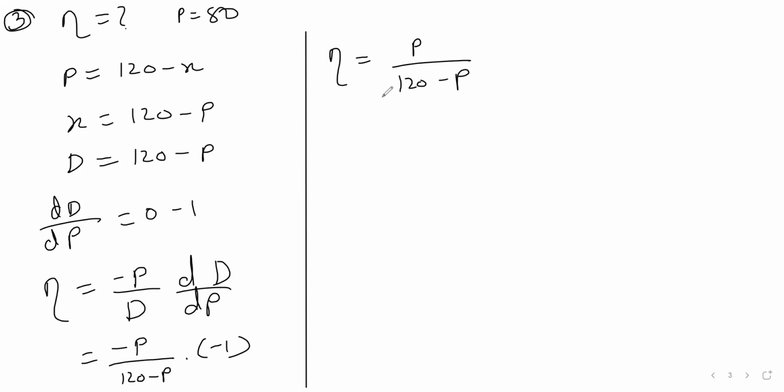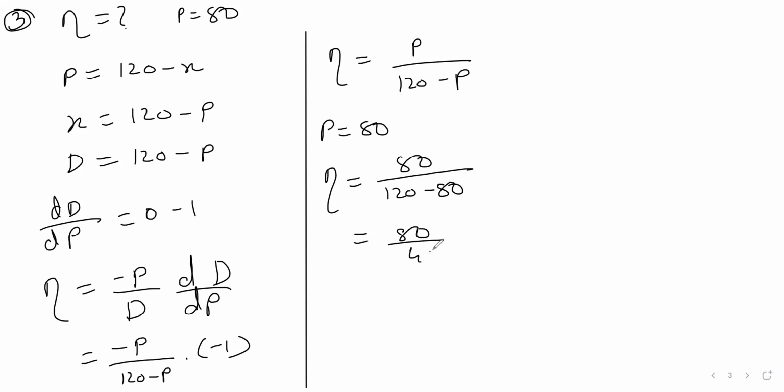So you want now elasticity at p is equal to 80. So elasticity is 80 upon 120 minus 80. So that is 80 upon 40. Your answer is 2. So elasticity is 2 when price is 80. Done.